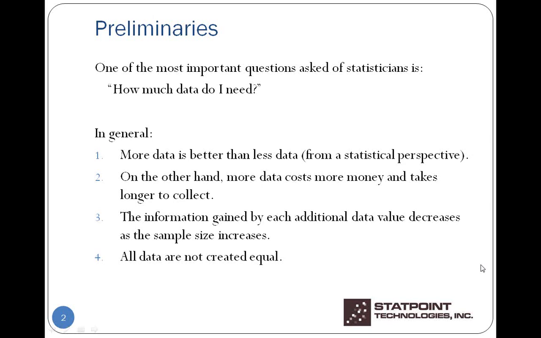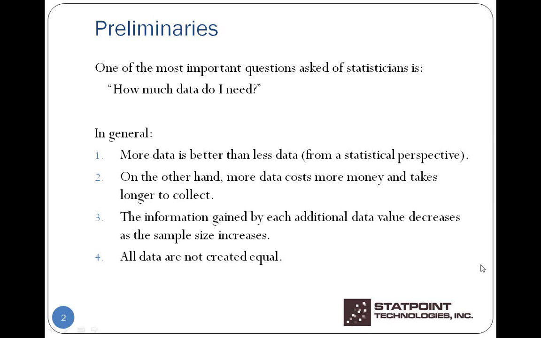Another point to keep in mind is that the information that we gain from each additional data value that we collect goes down as the sample size increases. There's a decreasing return as the sample size gets large. If you look at the standard errors of most statistics, they go down as 1 over the square root of n. So typically, 4 times as much data only gives me twice as much information. We need to keep that in mind as we think about the sample sizes.